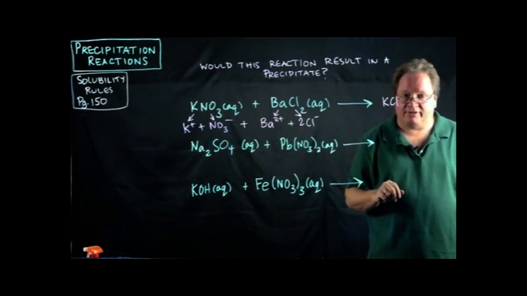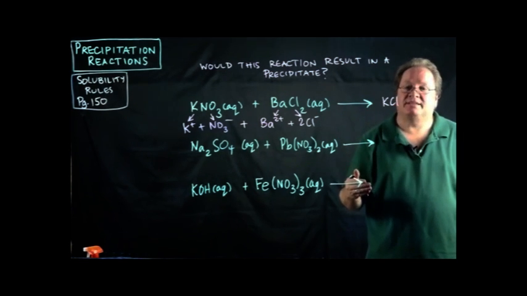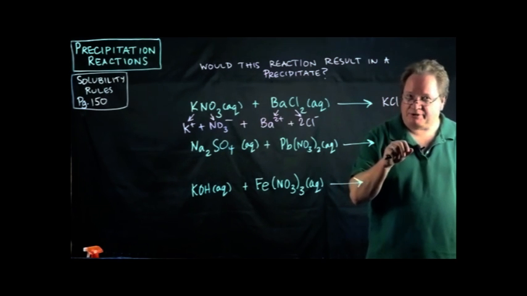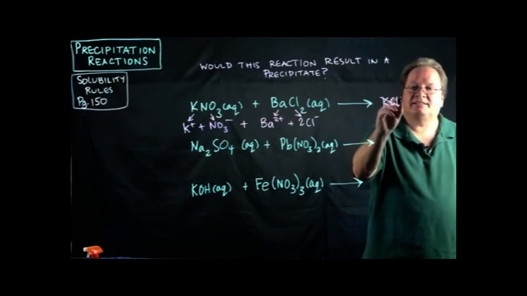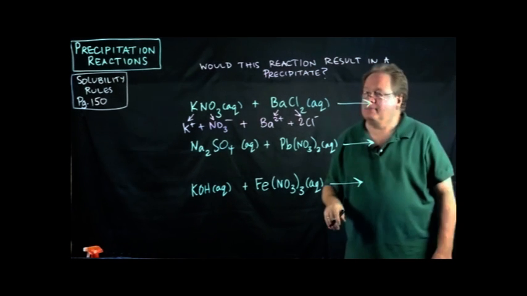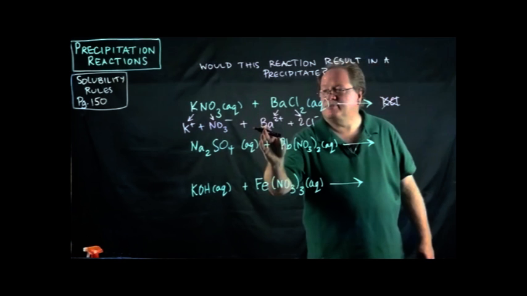Chloride won't normally form precipitates unless you have those exceptions. I think it was mercury, silver, and lead were the exceptions. This is not going to form precipitate. Okay? Now the question is with the barium.